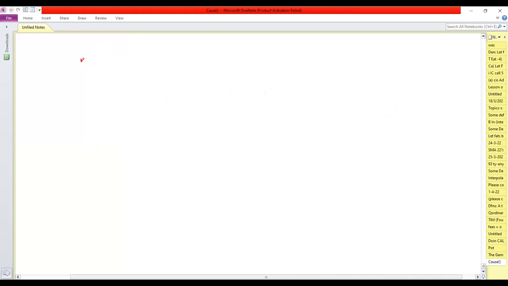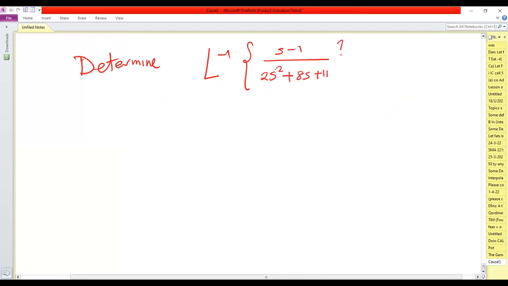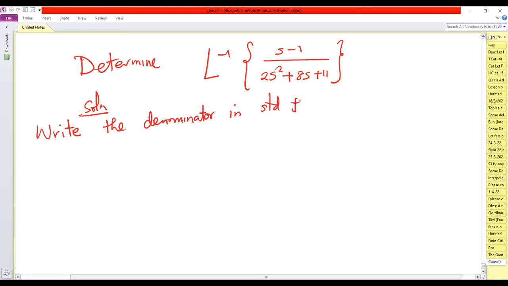Now, our question is to determine the inverse Laplace transform of (s minus 1) over (2s squared plus 8s plus 11). So first, write the denominator in standard form, i.e. complete the square.